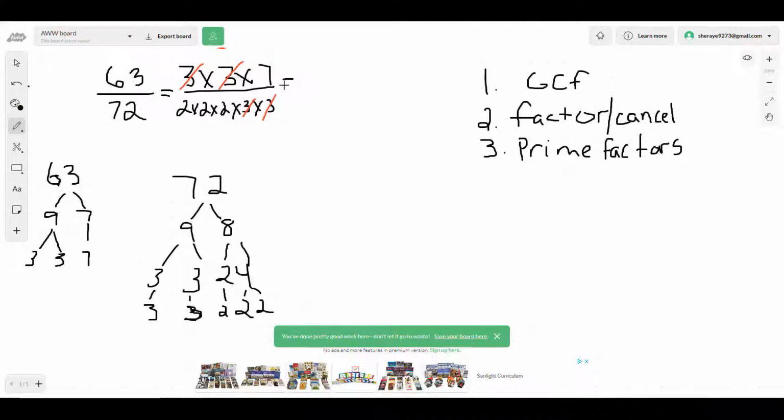So now we just have to bring over what's left. 7's left on top, and what's this? 8. Okay, so 63 over 72 simplifies to 7/8 if you do it that way. So that's a little bit longer way, but that just kind of gives you a clue as to another way of doing it.